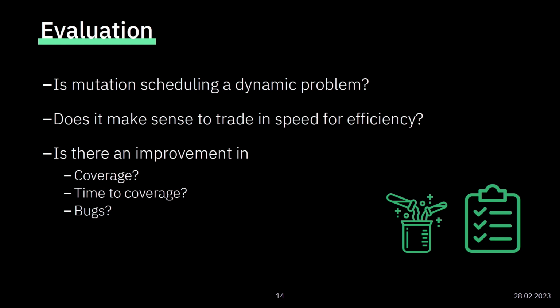Further, it makes sense to see if it really is worthwhile to trade in speed for efficiency in that stage. And of course, also the usual stuff you will find in probably any fuzzing paper you read nowadays: coverage, time to coverage, which we won't cover in this talk, and also bugs. Did we find new bugs? How good was it at finding bugs, and what's the time to find bugs?